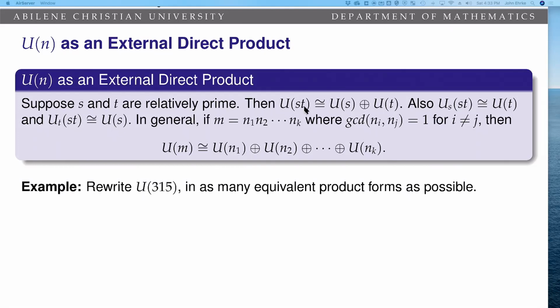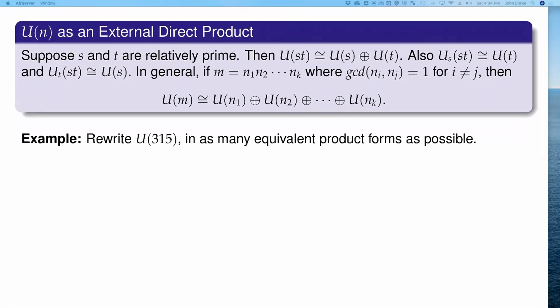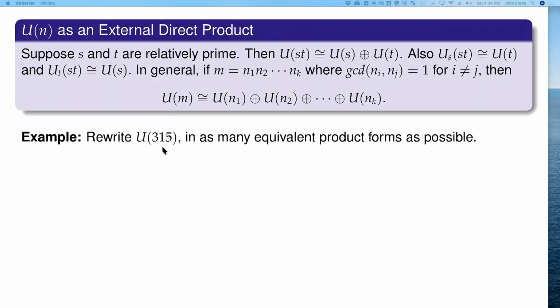So if you have a product st inside here, you can decompose it as a product of the two U groups separately, but then you can also write them as these U sub k groups. So what I'm going to do here is show you an example of this. I'm going to take the group U315 and write it in as many equivalent forms as possible. So if I take U315, I first want to come up with a factorization of that group into relatively prime factors.